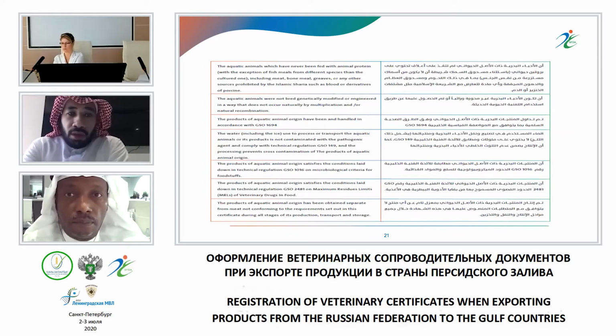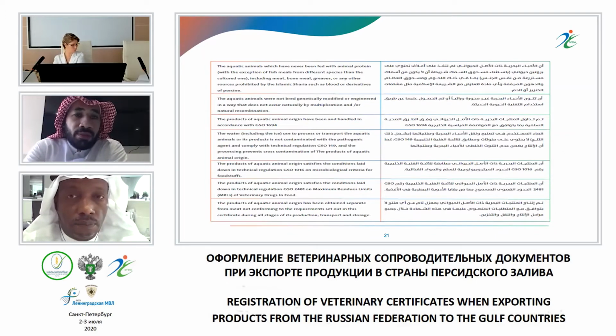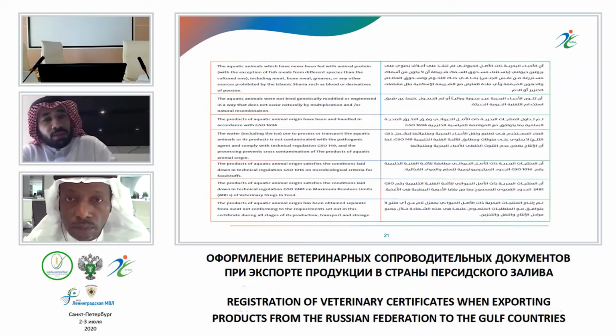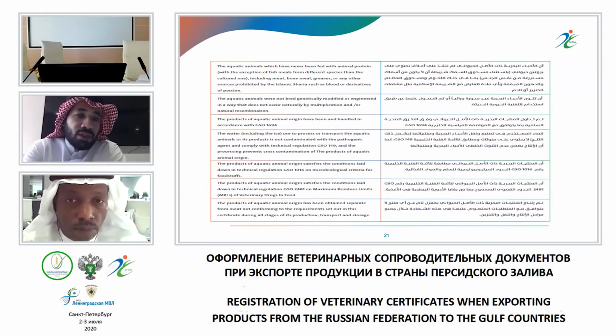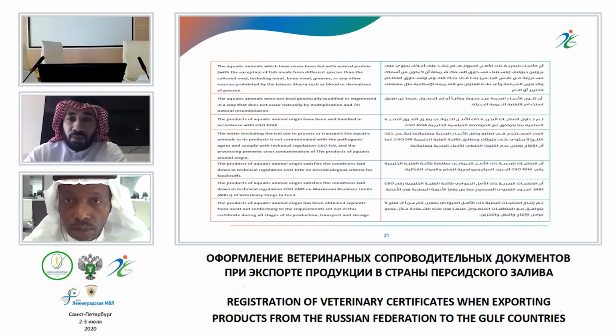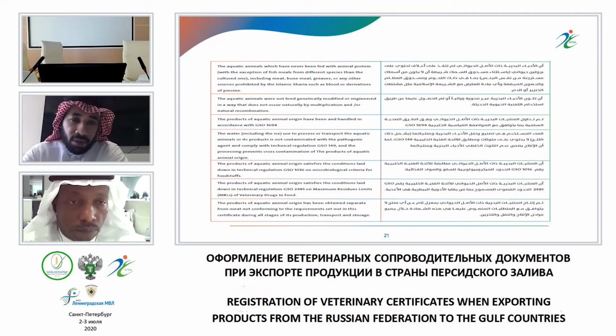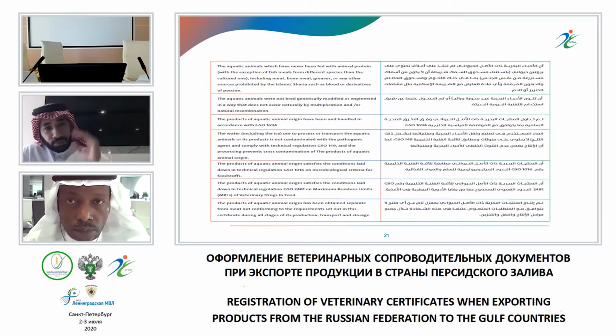The aquatic animals have never been fed with animal protein, including meat, bone meal, greaves, or any other sources prohibited by Islamic Sharia, such as blood and derivatives of porcine. So this is concerning the feeding of the fishery animals.